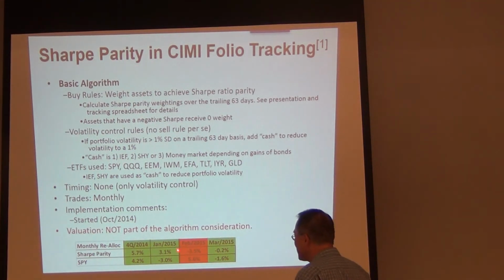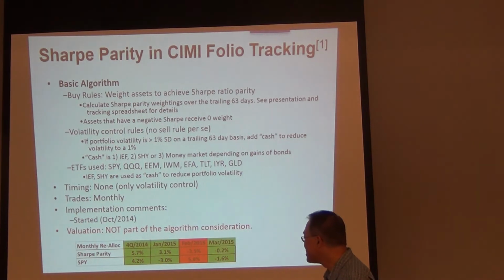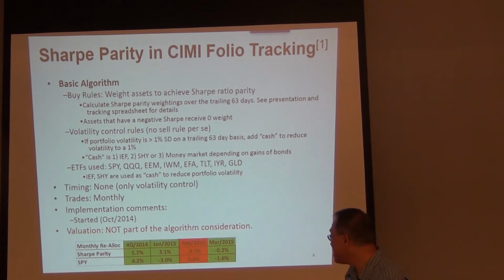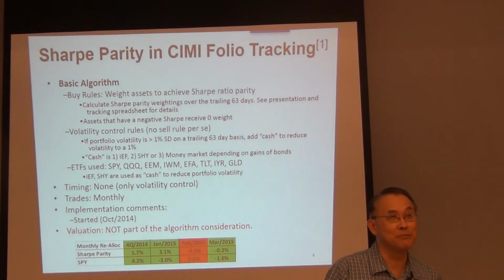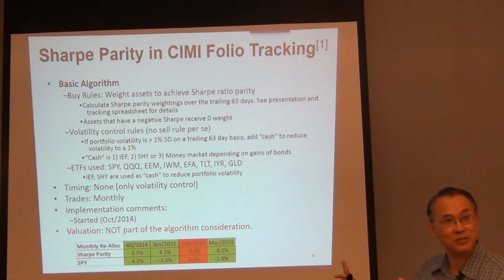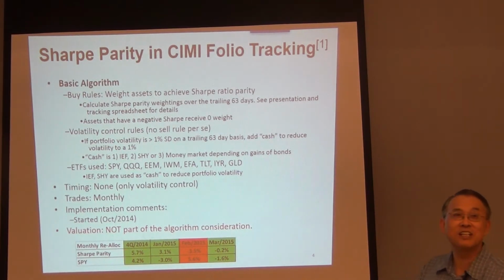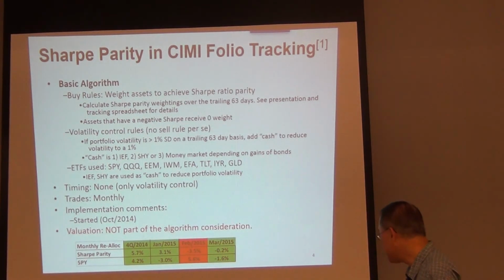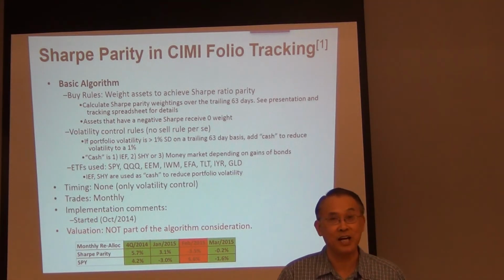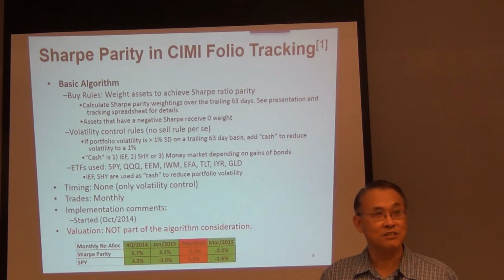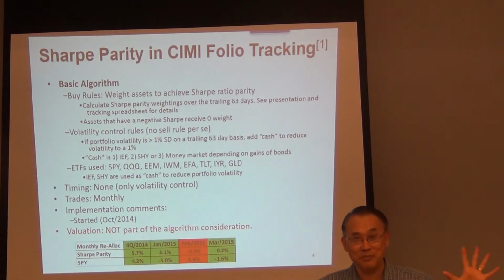Well, comes February: Sharpe parity suffered a loss of 3.5%, while the S&P gained 5.6%. So for that 1 month, it lost 9% of relative performance. And we will dig into a lot of detail into what's going on. For March, it did better than the S&P 500. Everybody still with me?